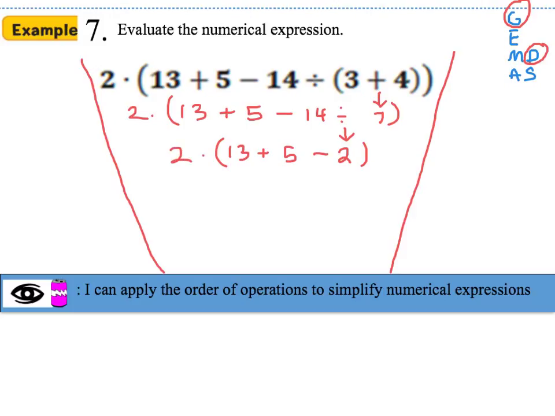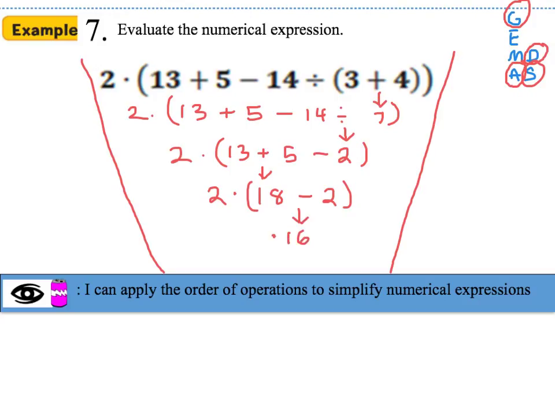Okay, so inside of the grouping symbol, I still see addition and subtraction. So I'm going to do addition first because it comes first, left to right. And inside the grouping symbol, 13 plus 5 is 18. Drop down the minus 2. And make sure you bring down your parentheses as well. Inside the grouping symbol, I still have subtraction, so I'm going to do the subtraction now. 18 minus 2 is 16.